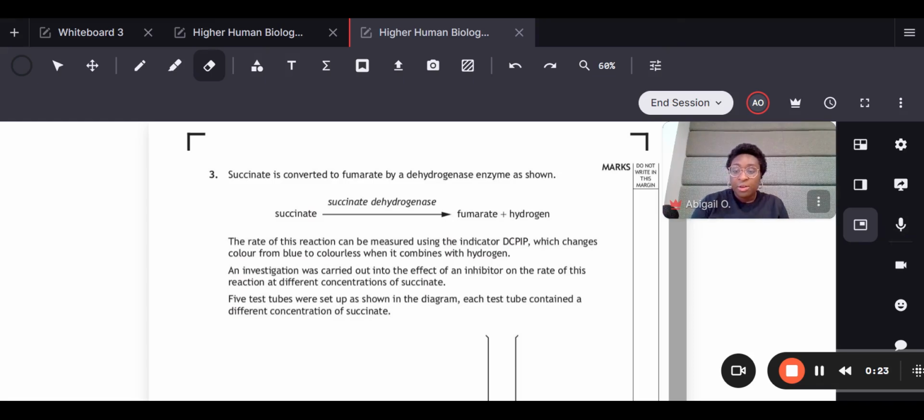Okay, question 3. This is an experimental setup question. So one of those questions that's talking about an experiment, understanding what an experiment is about, and then answering some questions about the experiment. Now, there's a lot of writing here. I'm going to read this.